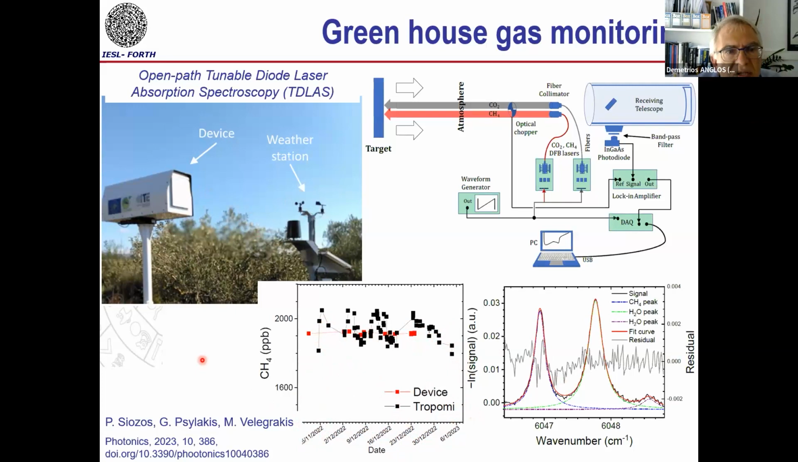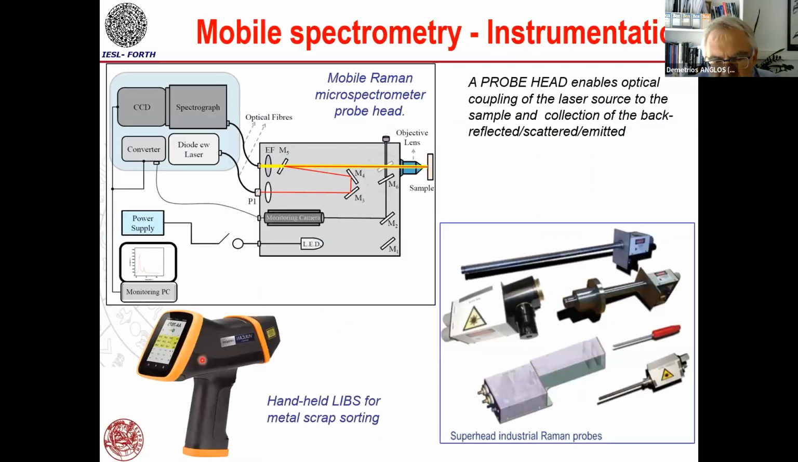So again, you see that these things can be done. This concept can be used for remote analysis of gases and pollutants. We move over now to mobile spectrometry, which we mentioned a while ago, and I wanted to just concentrate for a while on the instrumentation concept.